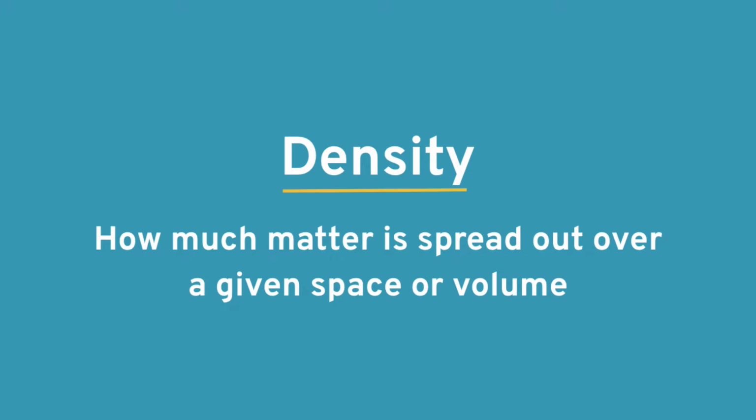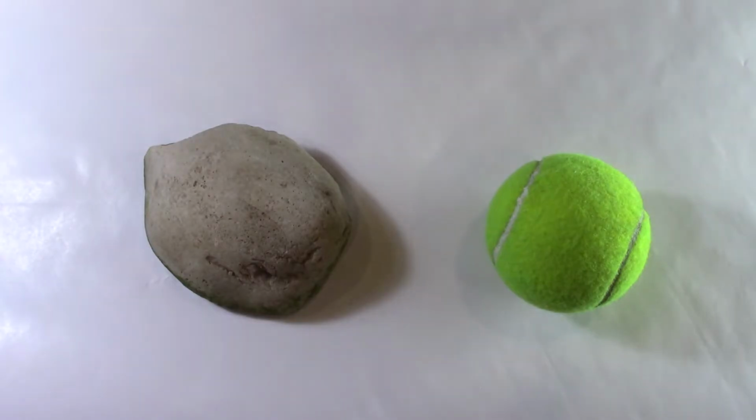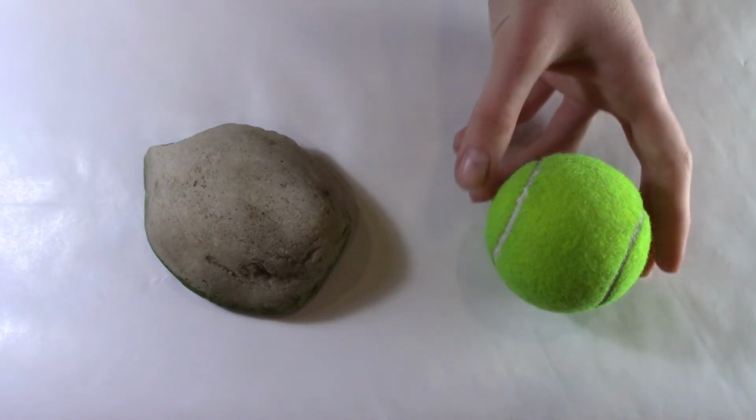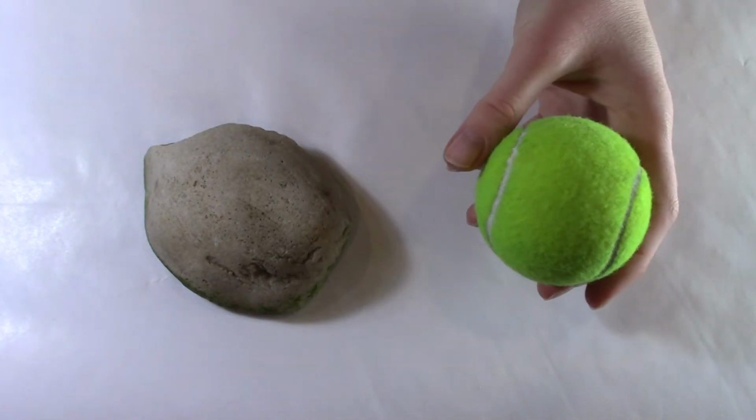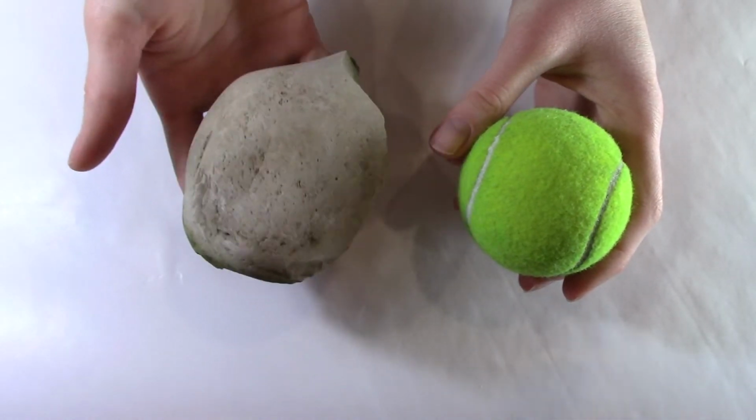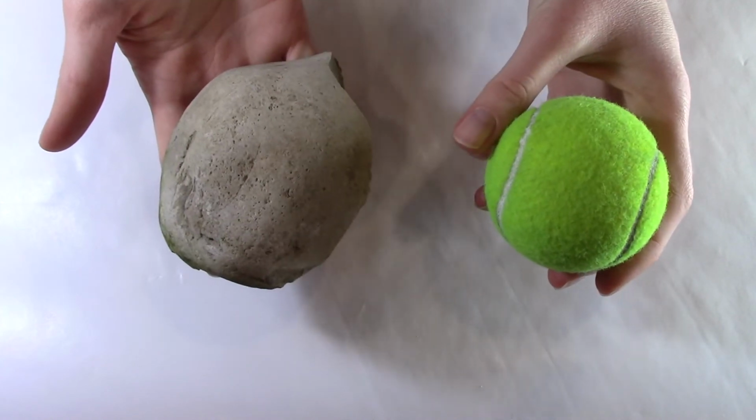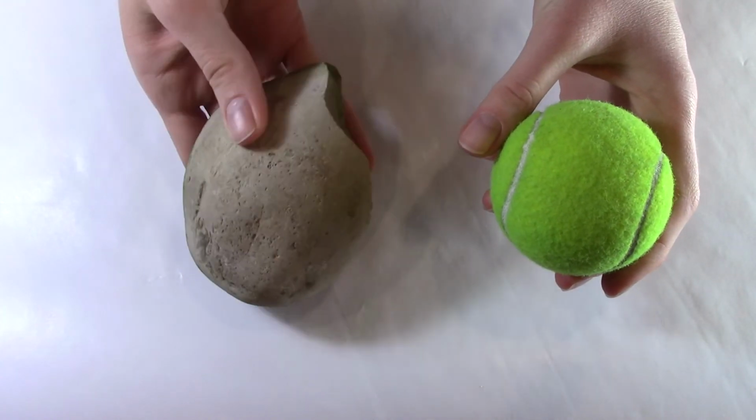A related term is density. Density refers to how much matter is spread out over a given space or volume. If you pick up a stress ball or tennis ball and a rock of about the same size, the rock is going to be quite a bit heavier than the ball. This is because the rock has a higher density, meaning that more matter is packed into a space.